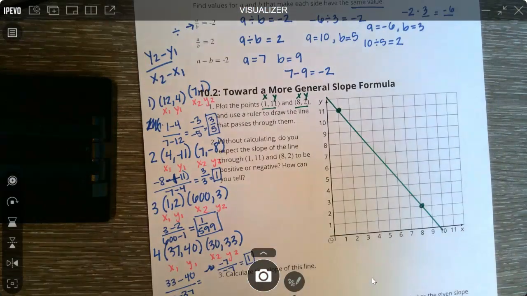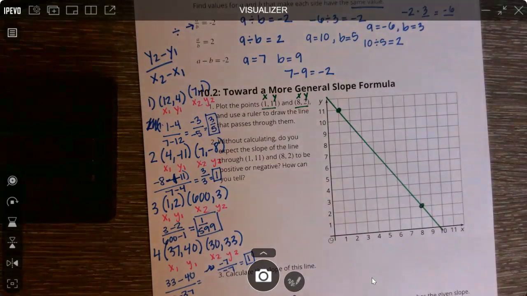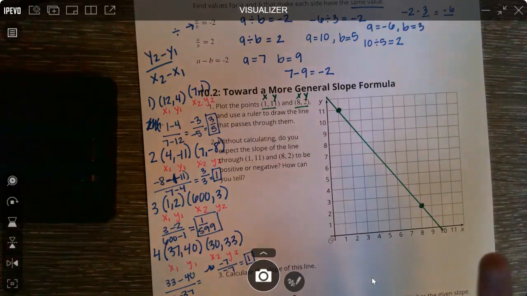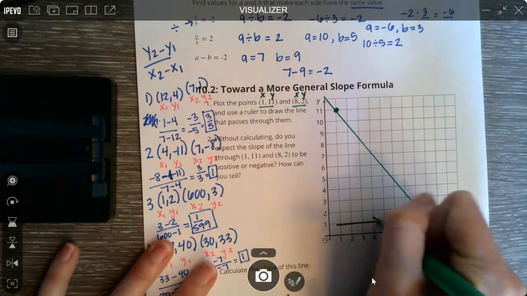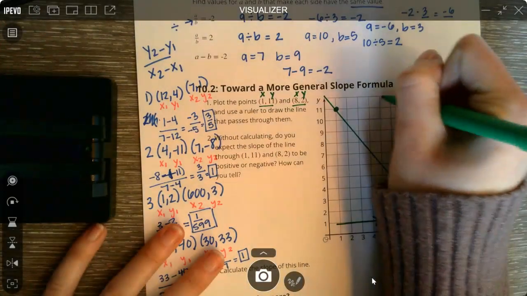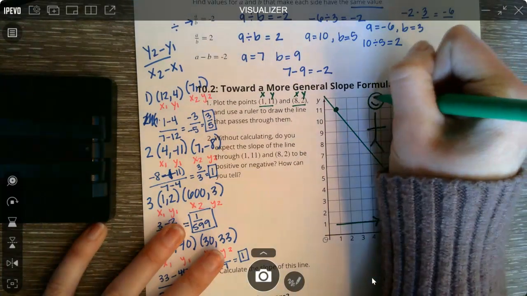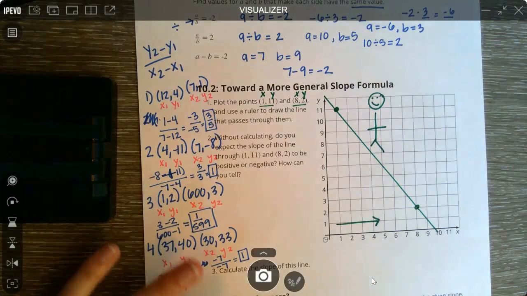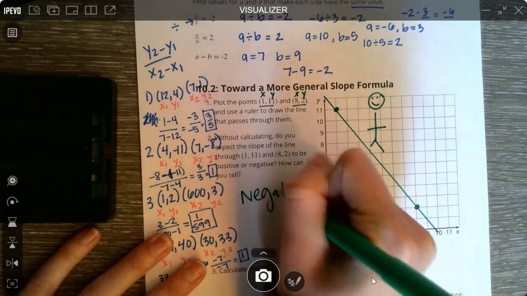Okay. Boom. Without calculating, it wants us to know, do you expect that the slope is going to be positive or negative? How can you tell? Look at it, people. Look at that slope. Remember, when we read a slope, we read it from left to right. So what is happening? I am going downhill. So if I'm going downhill, is that positive or negative? It's a negative slope.